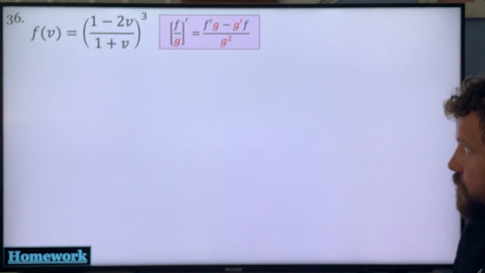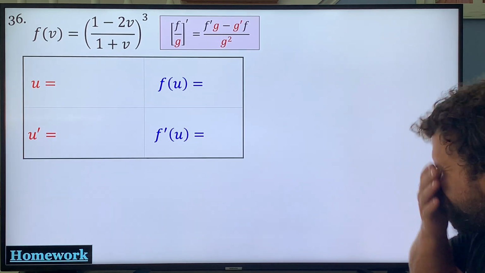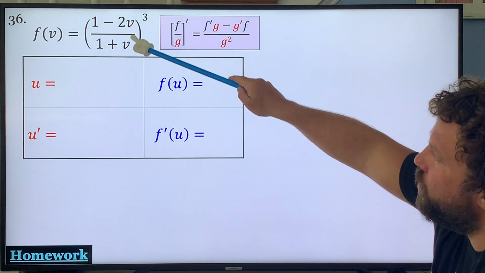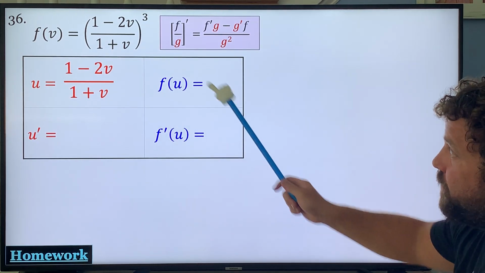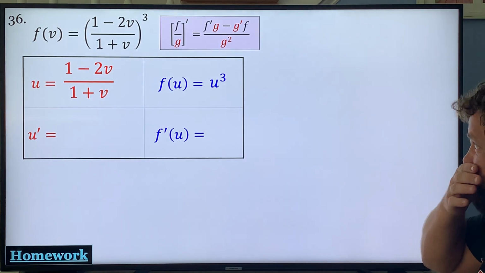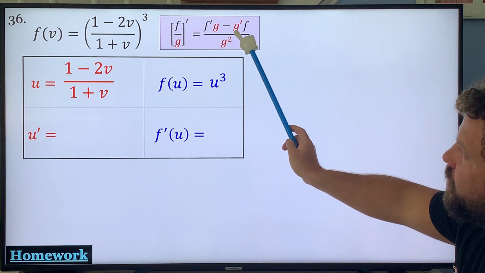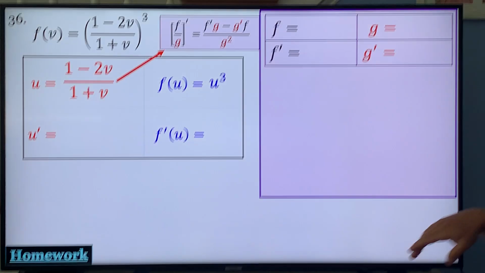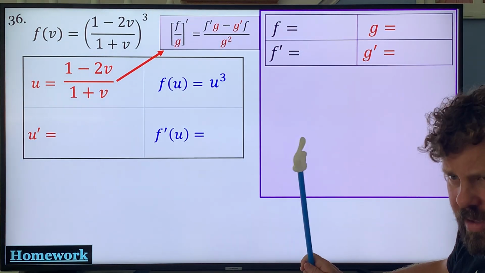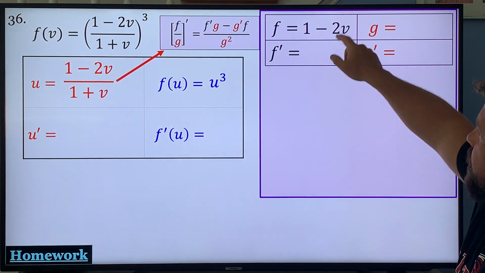Boom! Second homework problem. What do you do here? Going the other way. You start with your chain rule. Your u is the whole inside, 1 minus 2v over 1 plus v. F of u is u to the third power. For u prime, we have to use quotient rule. So F is the numerator, 1 minus 2v. Derivative of that is negative 2.